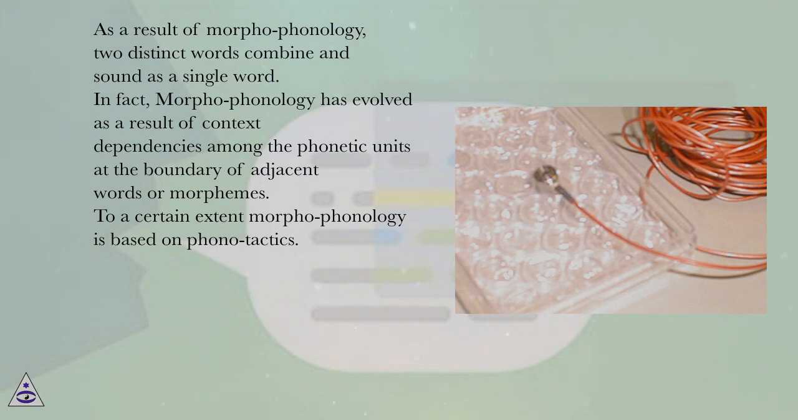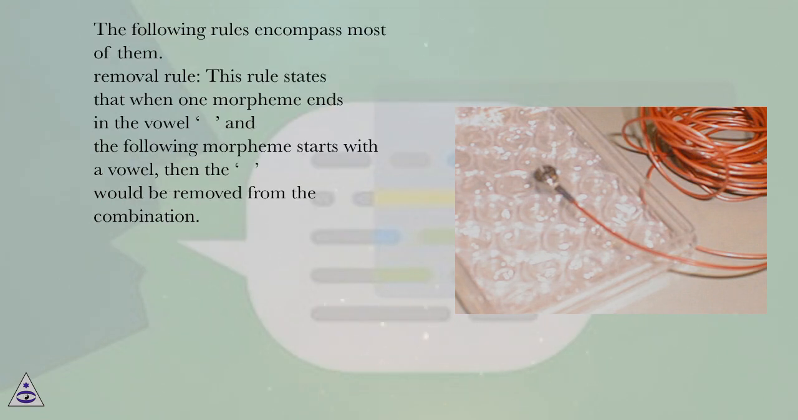In fact, morphophonology has evolved as a result of context dependencies among the phonetic units at the boundary of adjacent words or morphemes. To a certain extent, morphophonology is based on phonotactics. The following rules encompass most of them. Removal rule. This rule states that when one morpheme ends in the vowel and the following morpheme starts with a vowel, then the vowel would be removed from the combination.